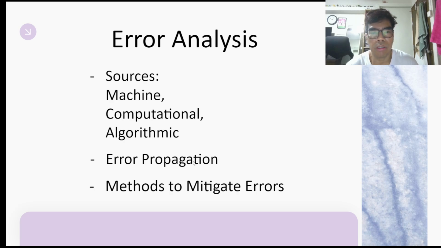So methods to mitigate errors: use high precision data types or algorithms. Apply error checking, like I said. So apply validation and verification on the model. Then compare simulation results with real-world data or analytical solutions. So that's about the errors.